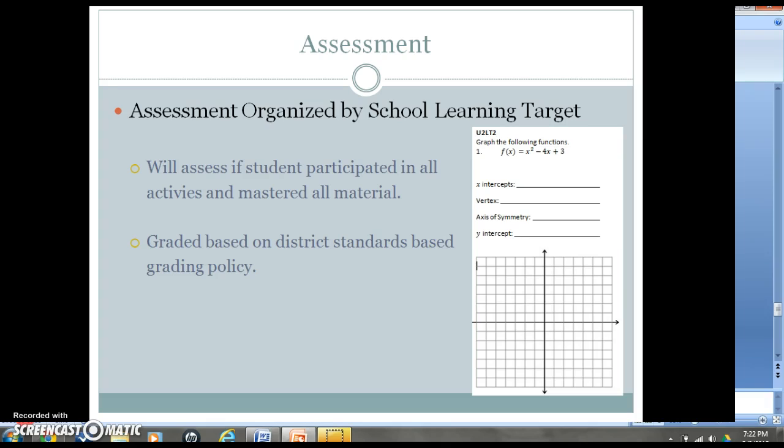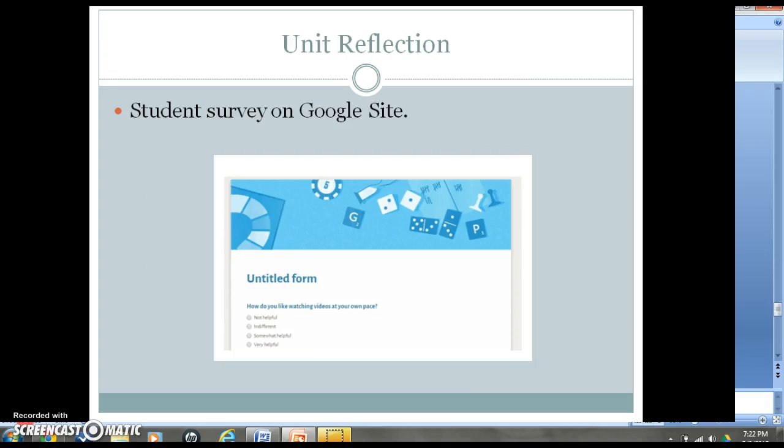They'll receive a 1 if there is no content shown. They'll receive a 2 if they show they have basic knowledge of the topic. They'll receive a 3 if they show that they are proficient, and they'll receive a 4 if they prove that they are masters on the topic.